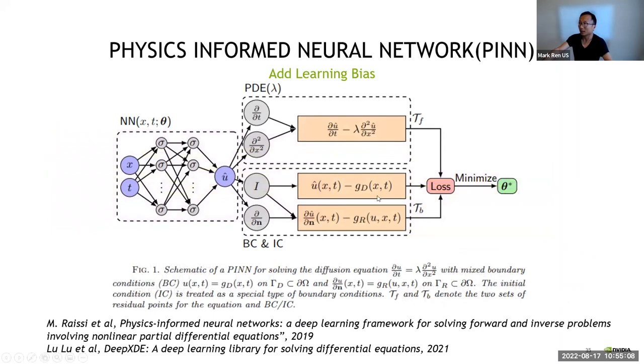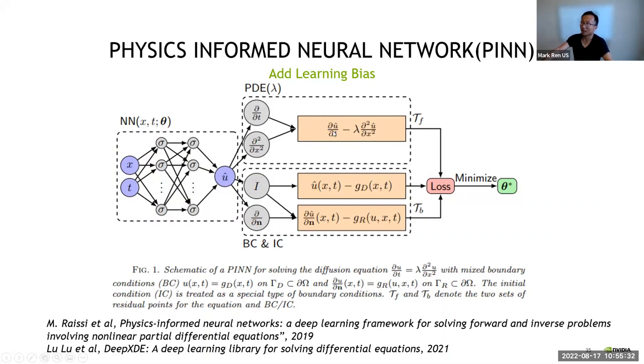Another interesting thing we can do is called a physics-informed neural network. This is basically adding learning bias, right? So in addition to the usual loss, we add additional rewards, so additional loss functions. For example, this is also solving a partial differential equation.